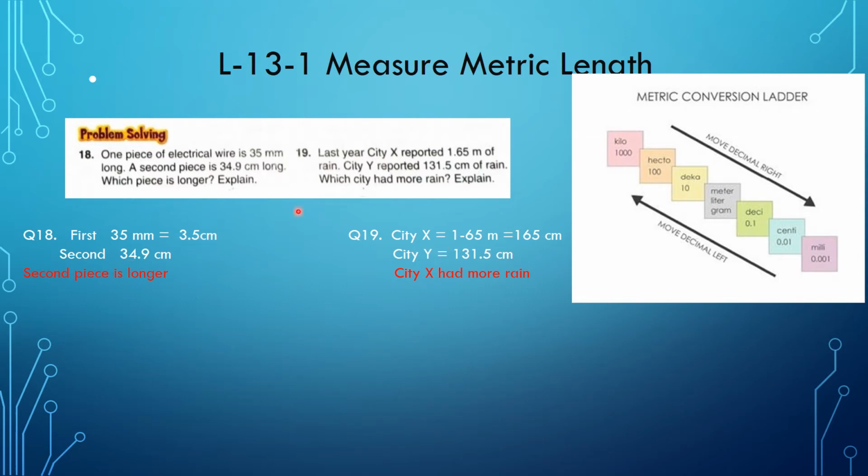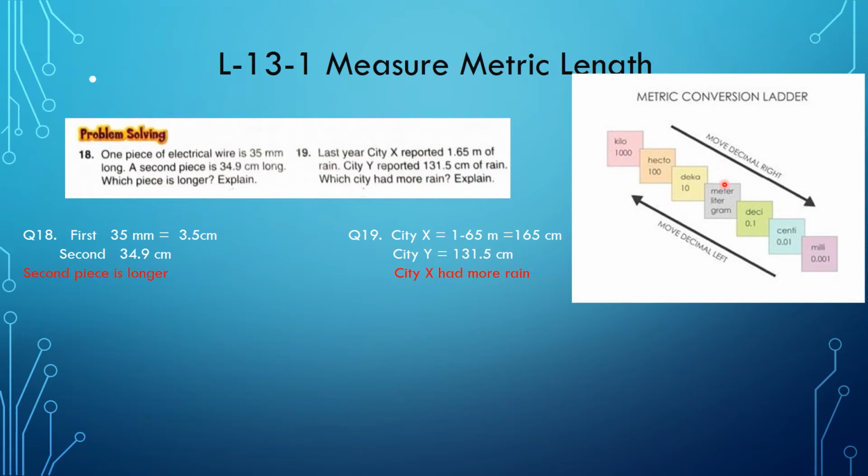And in the question number 2, last year's city X reported 1.65 meter of rain, and the city Y reported 131.5 centimeter of rain. Which city had more rain? Then in this one again, here is meter and centimeter. Convert them into the centimeter. Then you can compare. Then 1.65 meter convert into the centimeter.